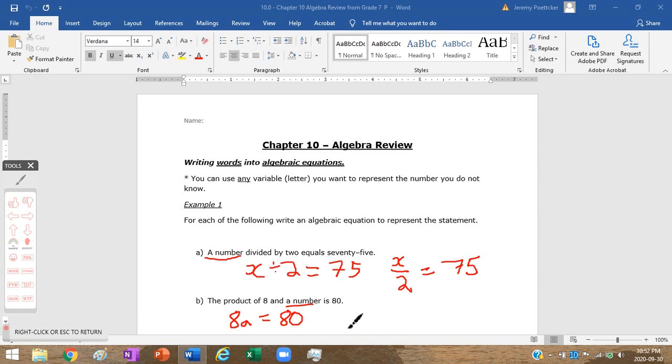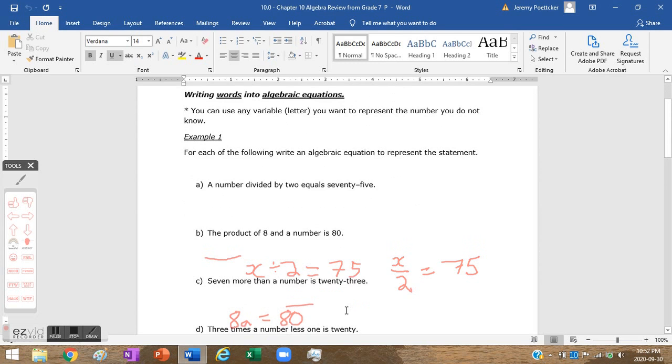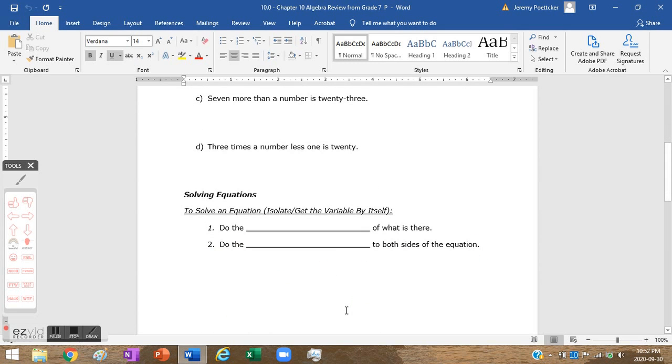I could write 8 times a, but if I put a number, which we'll define later as a coefficient, right next to a variable, it automatically means multiply. So I don't need to write 8 times x. I could, 8 times a. I could, but I don't have to. All right. Okay, so that was a and b.